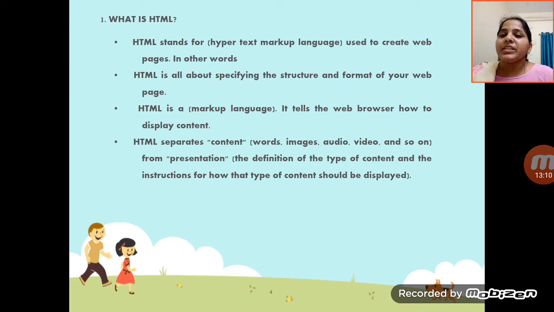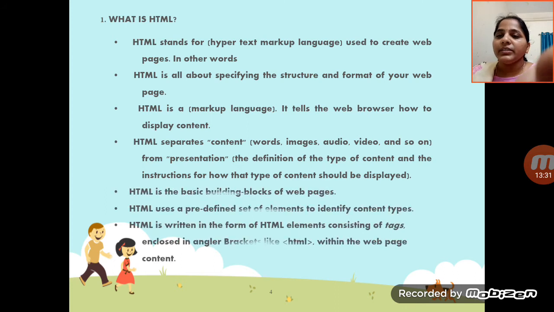For example, when you take a word or an image, the presentation identifies the type of content, and gives the instructions for how that type of content should be displayed. This is the separation. In this way, HTML is the basic building block of web pages.